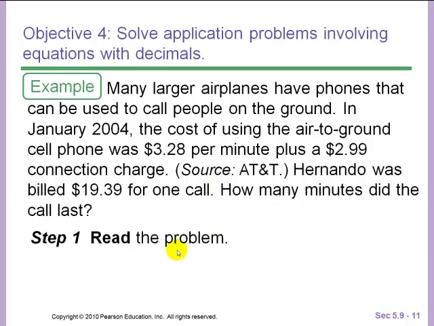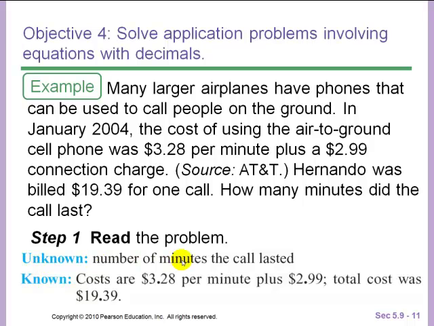First thing is to read the problem, which I have just done. And then, after you've read it, go through and determine what is unknown and what is known. Unknown is the number of minutes the call lasted. This is usually the final question that they ask you at the end of the problem. Notice, how many minutes did the call last? Known are a couple of things. The costs are $3.28 per minute plus a $2.99 connection charge, so just $2.99. And the total cost was $19.39.